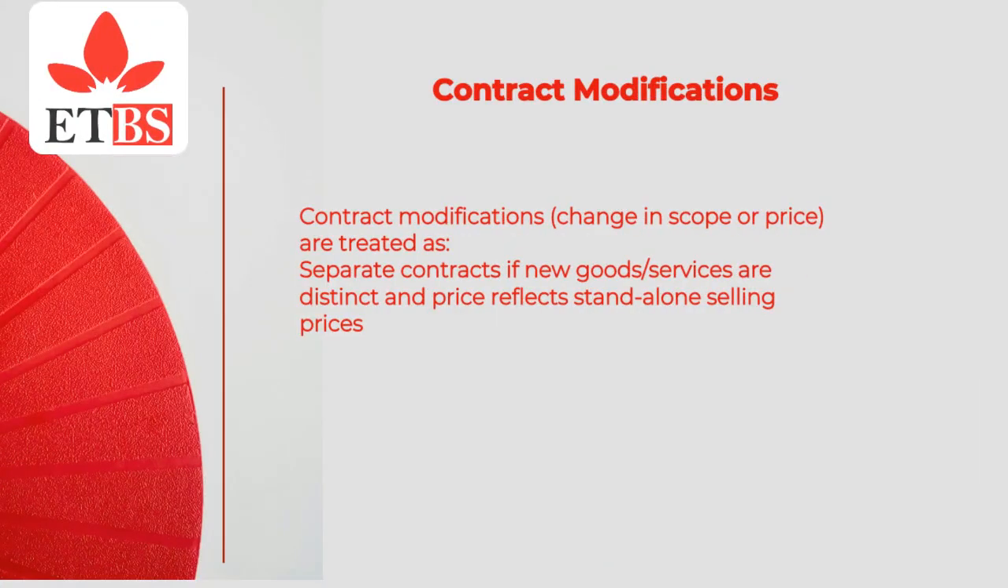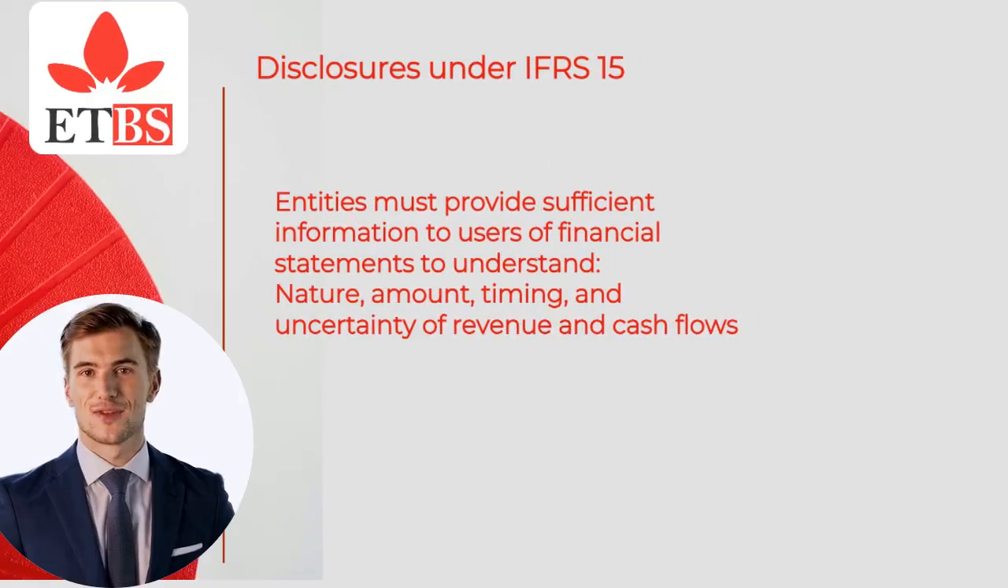Contract modifications. Contract modifications, a change in scope or price, are treated as separate contracts if new goods or services are distinct and price reflects standalone selling prices. Part of the original contract, if not distinct, modifications require reallocation of transaction price and may need retrospective or prospective adjustment. Disclosures under IFRS 15.